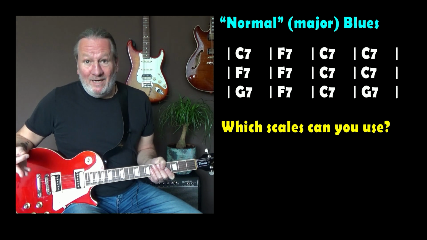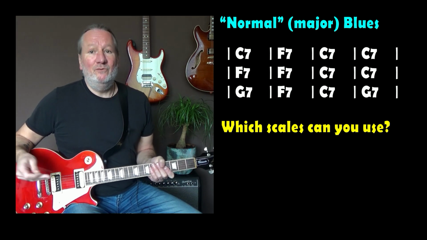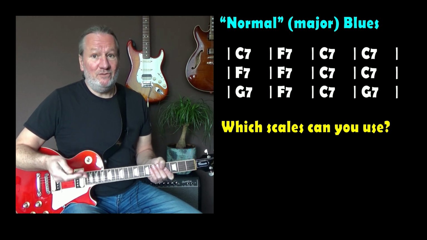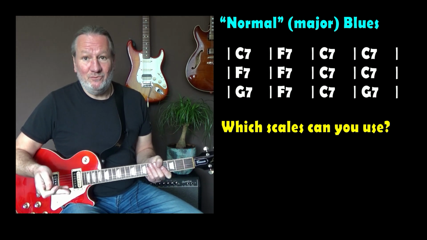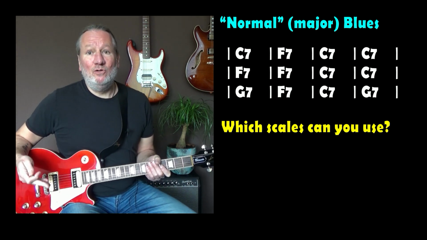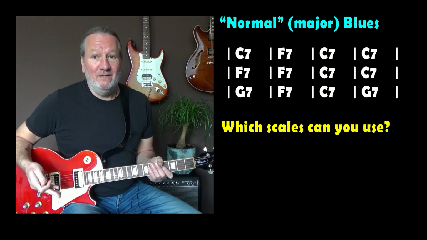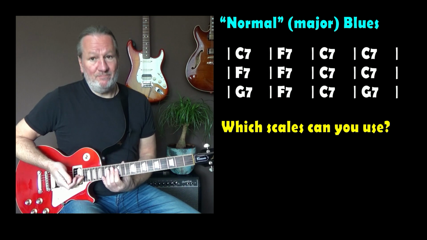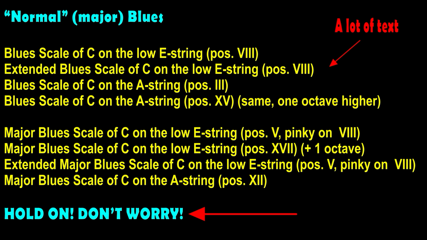If you want to improvise on a major blues, you'll need some licks, which will be later in the video, and you'll have to know which scales you can use. In the following, we'll apply the scales we already know in the key of C. Also, we'll use the octave to play some scales higher up the neck. Okay, so there's a lot of text.